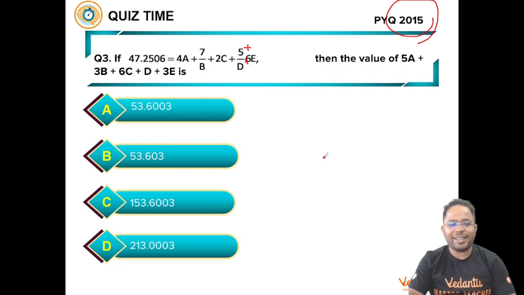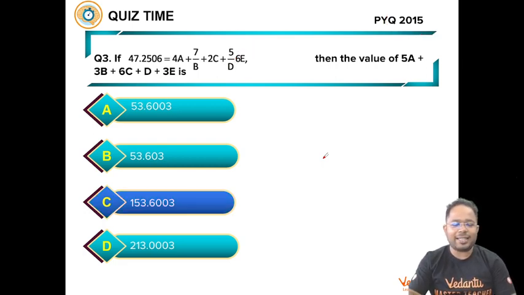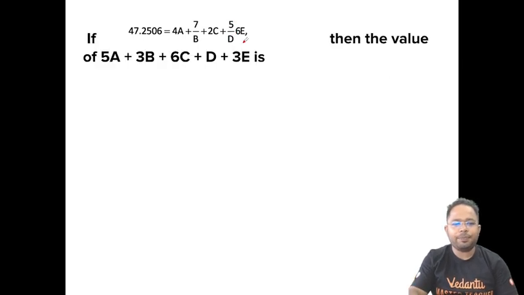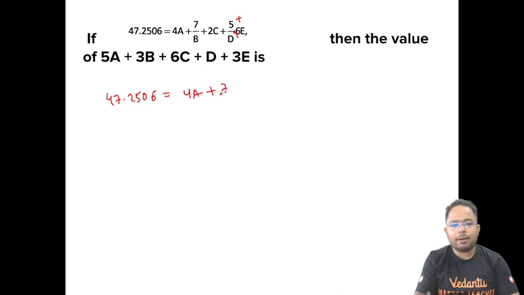Okay, then let's look into the answer. Yes, option C is correct here. If you have not got the answer, let's solve it. As I said, a little bit of correction is there. So 47.2506 equals 4a plus 7 by b plus 2c plus 5 by d plus 6e.